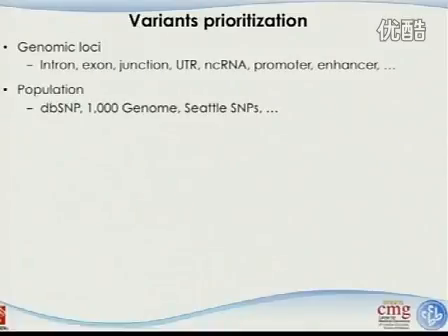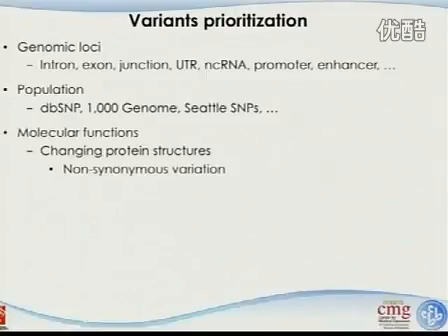The second type is to do the annotation based on the population. So dbSNP or 1000 Genomes or Seattle SNP, especially the first two, you are expecting those people to be generally healthy individuals. If you study a rare disease, those are pretty powerful filters to help you get rid of the variants that you don't need. So this is really the population-based variant prioritization.